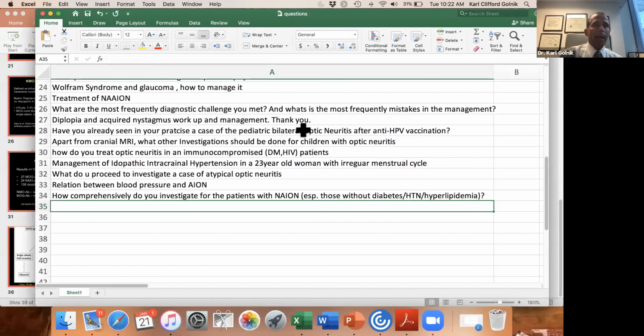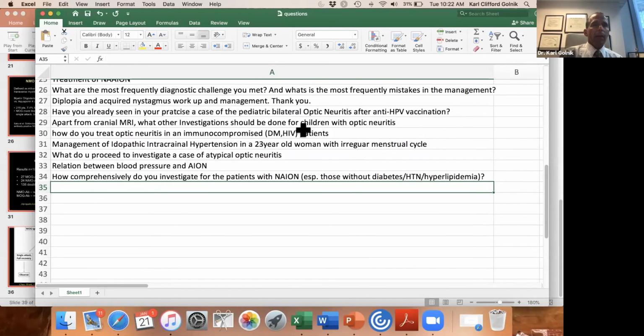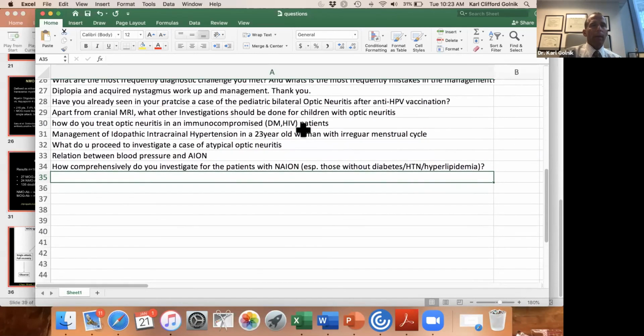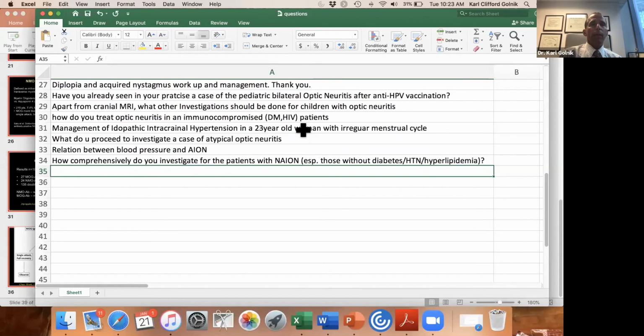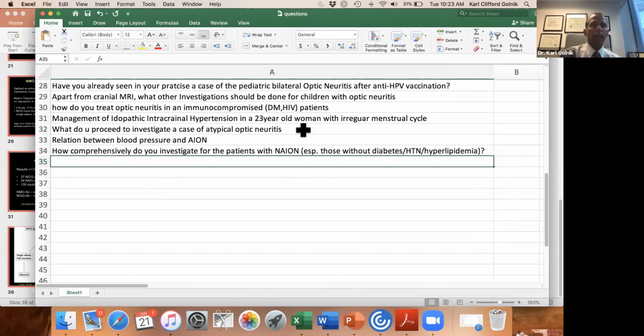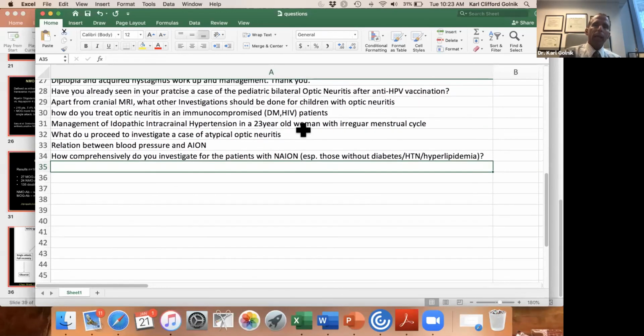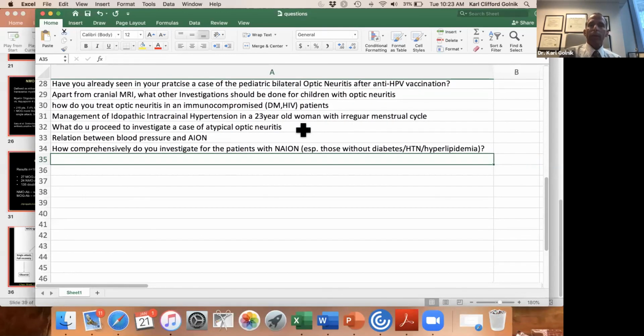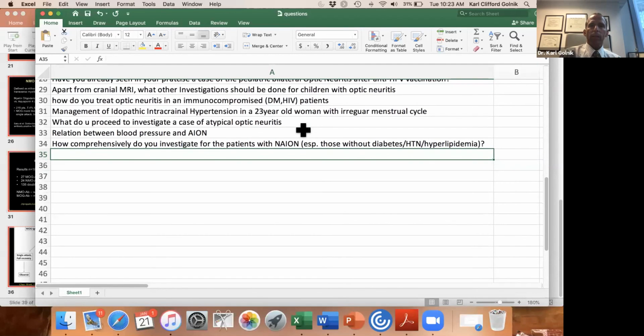Treatment of NAION, talked about that. What are the most frequent diagnostic challenges? That's a huge topic. Diplopia and acquired nystagmus workup and management. There is a webinar on that, I believe, that I did last year that's recorded and on CyberSight. Have you already seen a case of pediatric bilateral optic neuritis with anti-HPV vaccination? I have not. I wouldn't be shocked, but I've not seen it. I don't see a lot of kids, by the way. If they're under 10, they go to the pediatric ophthalmologist first.